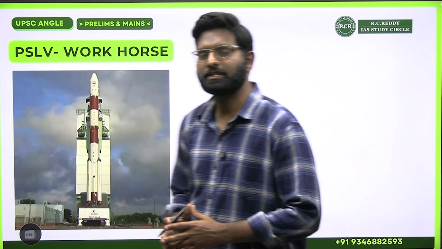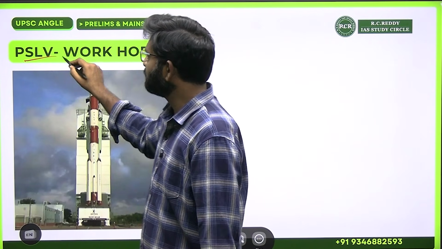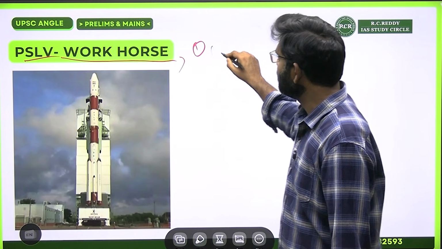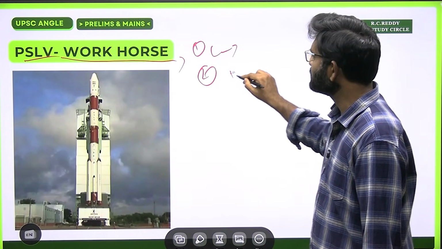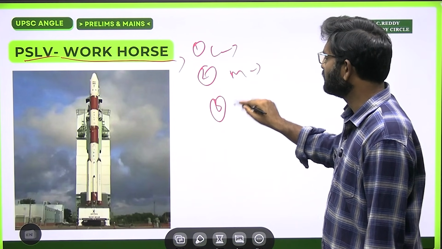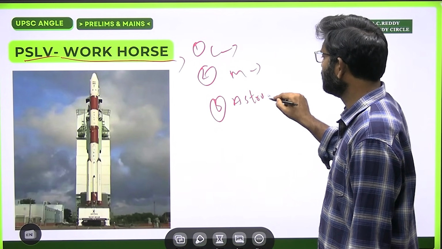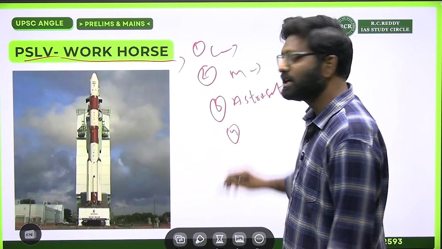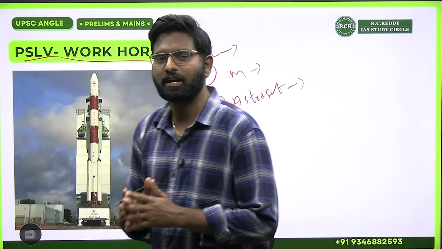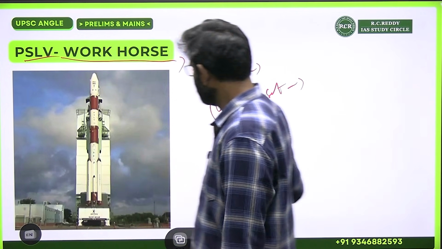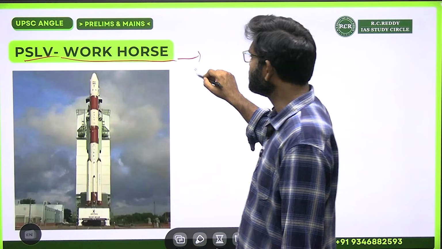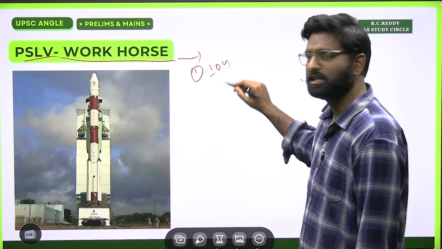Why PSLV is considered as workhorse of ISRO? Because of its success rate as well as its launches. It has launched deep space missions like Chandrayaan to Moon, Mangalyaan to Mars, AstroSat, dedicated space observatory, and Aditya L1 mission. It has been launched to Lagrange 1 point to study sun. So it has been launched from PSLV. It has also launched 104 satellites in a single mission.